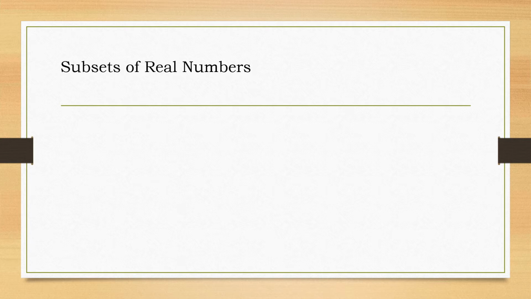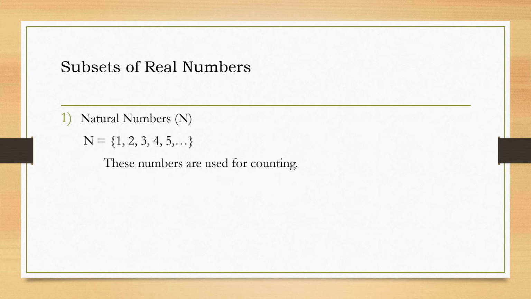Okay, so next, subsets of real numbers. Let us study now the subsets of real numbers. Number one type of subset is the natural numbers, or we often write the symbol N. N has elements 1, 2, 3, and so on and so forth. These represent an infinite number of elements, okay? And these numbers are used for counting. Example: 2, 3, 5, 8, and 17.